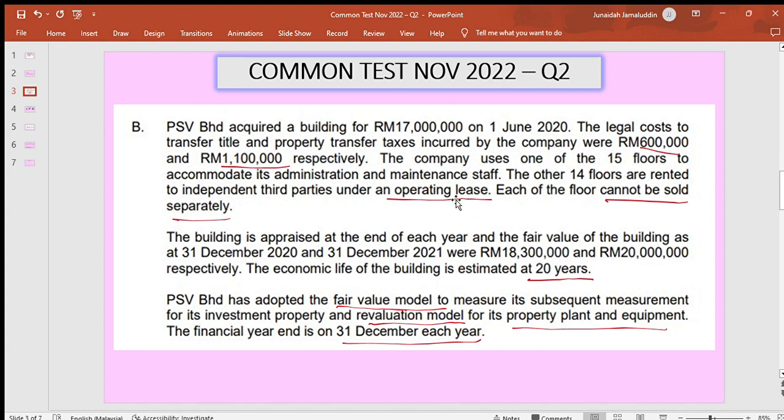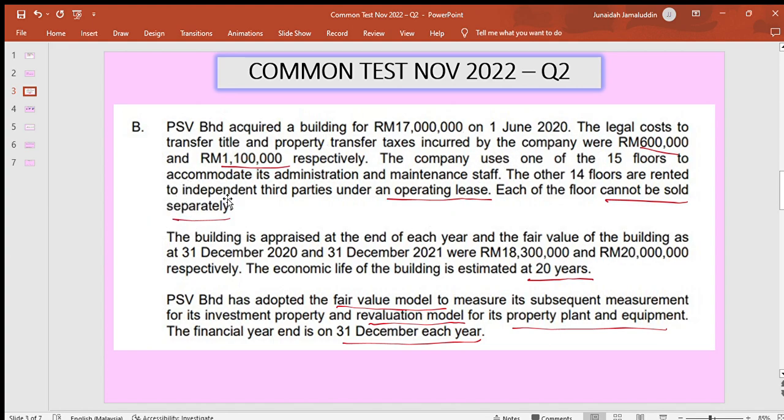Okay, so bangunan ni dia ada dua kegunaan lah, kan? Satu tingkat daripada 15 digunakan untuk kegunaan apa ni? Untuk kegunaan administration dan juga maintenance staff of the company. Manakala selebihnya 14 tingkat lagi digunakan untuk sewa, under operating lease. Alright, and setiap tingkat cannot be sold separately.